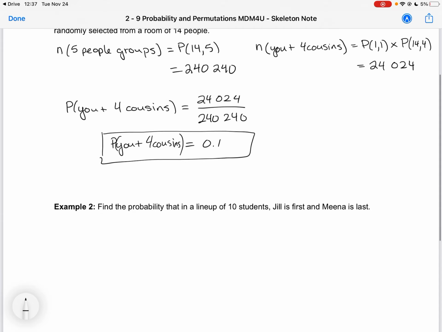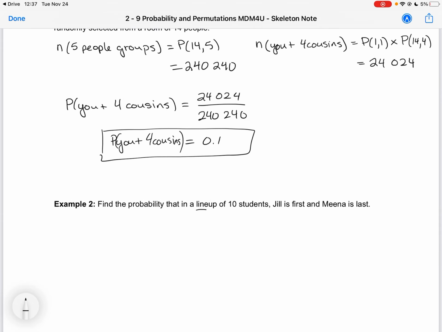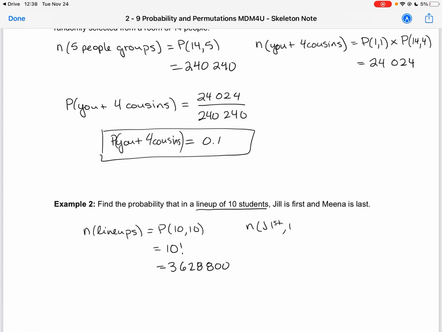Okay. Another situation that's going to require you to use permutations is the probability that in a lineup of 10 students, Jill is first and Mira is last. So just like above, the first thing that we're going to do is find our number of possible lineups with 10 people. There are 10 ways to arrange 10 people, which is 10 factorial, okay, or 3,628,800.